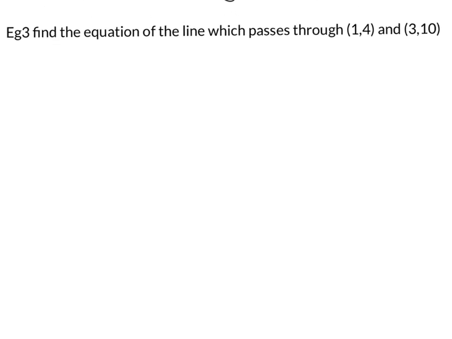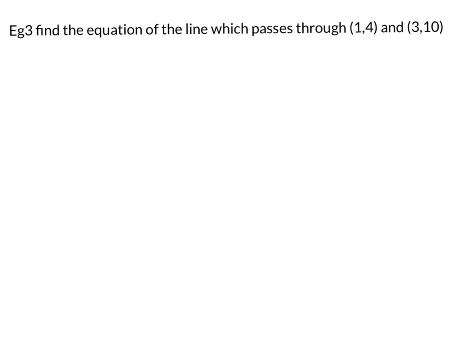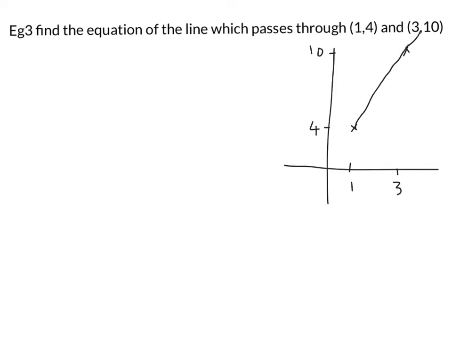Example 3. Find the equation of a line which passes through 1, 4 and 3, 10. So less information given in a way, but if we draw it, we can see what's going on. And by drawing it, I just mean a sketch to get an idea. So 1, 4 is there, and 3, 10 is there. See, nothing fancy. And then your line.